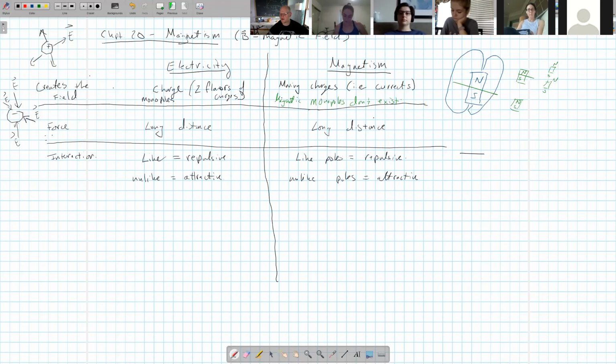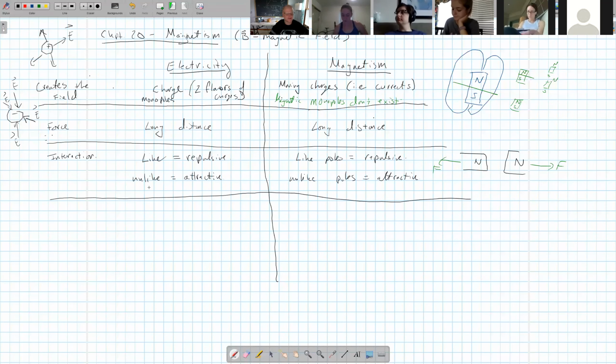So it just means that if I had two bar magnets where this was the north side and this was also the north side, here I'm going to get a repulsive force. So this one's going to feel a force in this direction, and this one would feel a force in this direction. Good, so let's talk about the field lines. What do the field lines look like for these guys?